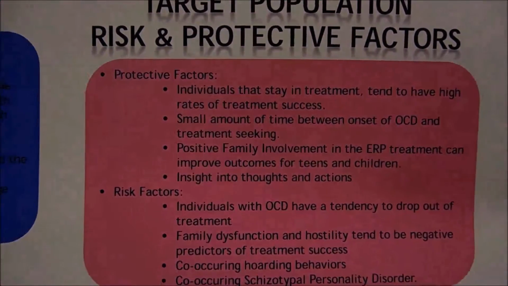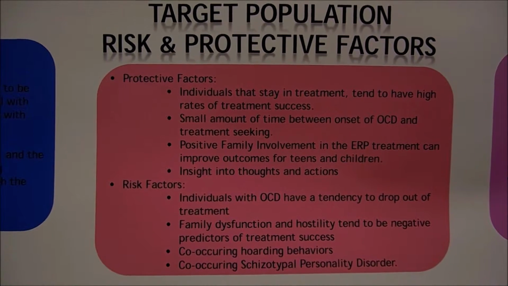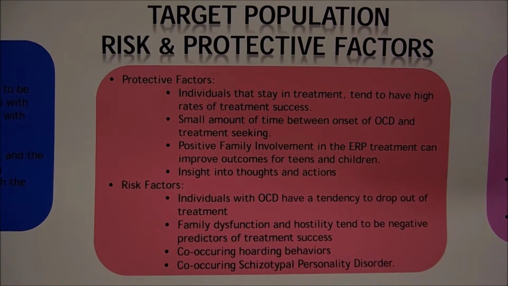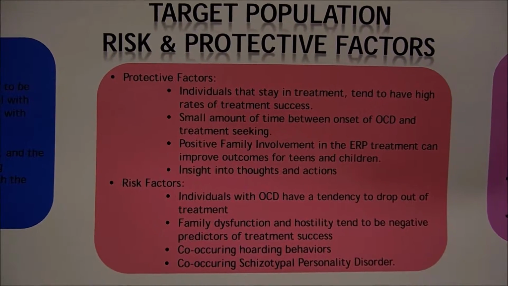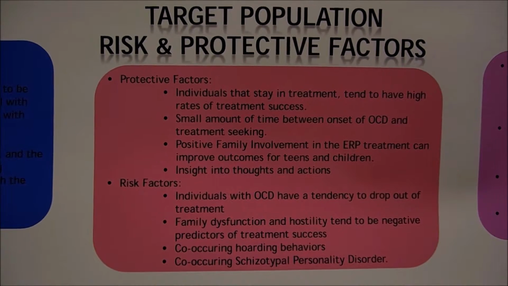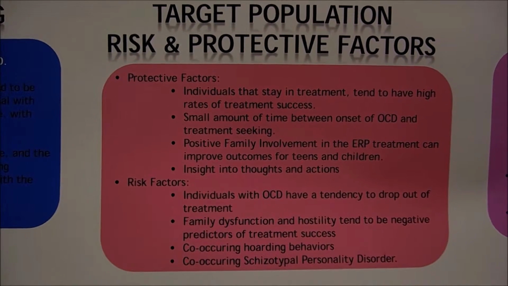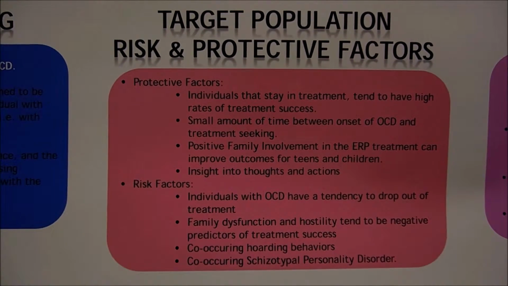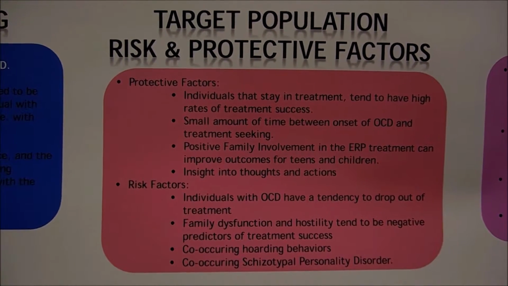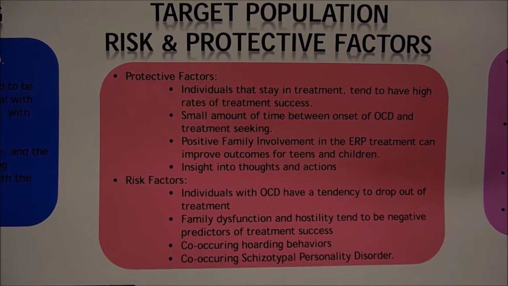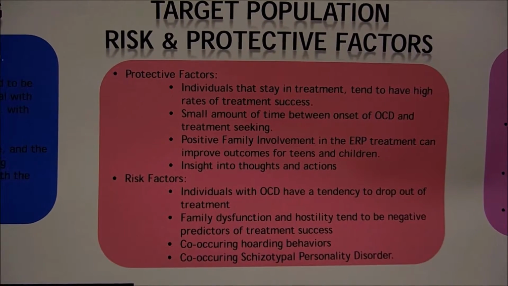When talking about the target population, there are some protective factors. Individuals that stay in treatment for OCD tend to have high rates of treatment success. A small amount of time between the onset of OCD and treatment seeking is also a protective factor. Positive family involvement in the ERP treatment can improve outcomes for teens and children. Insight into the irrationality of thoughts and actions is also considered a protective factor.